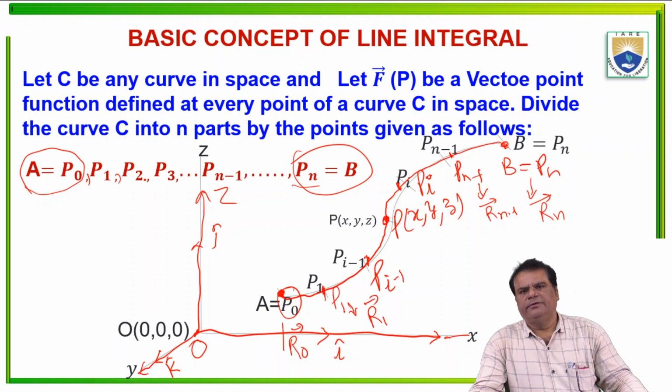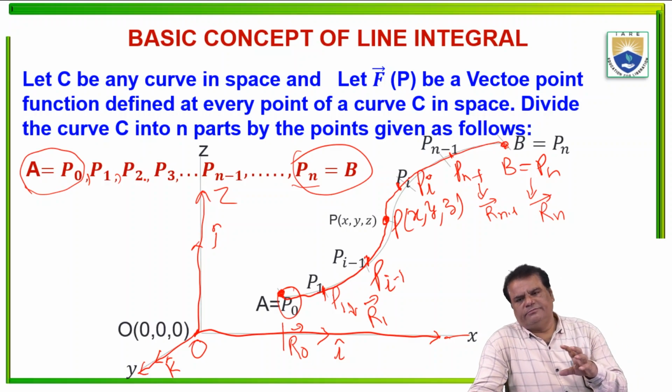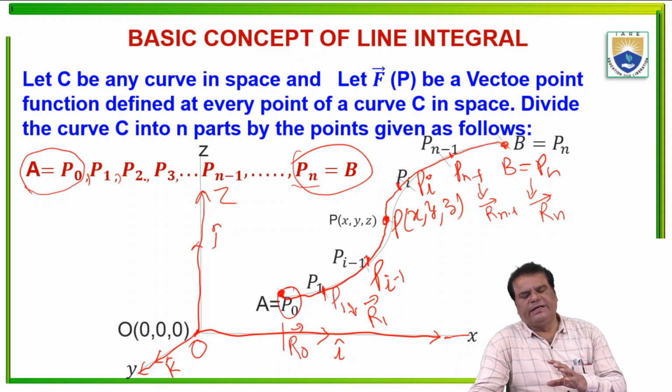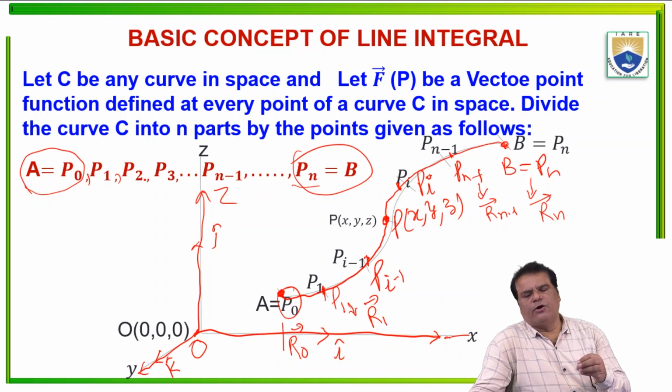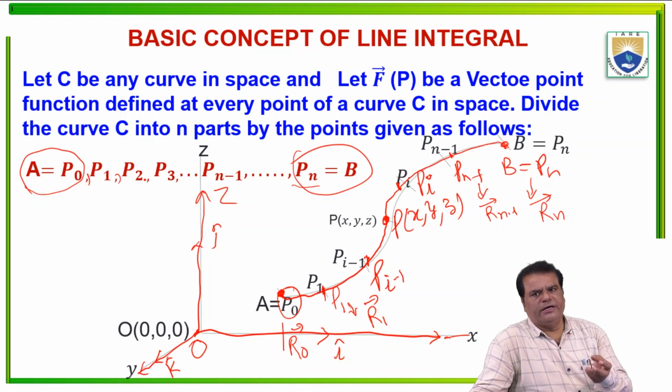If the position is P0 on the curve at point A, then the value of the function at point A is R naught vector. And P1 is the position of a point on the curve.